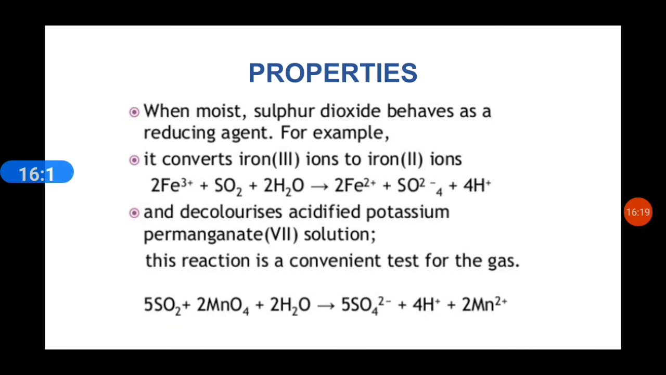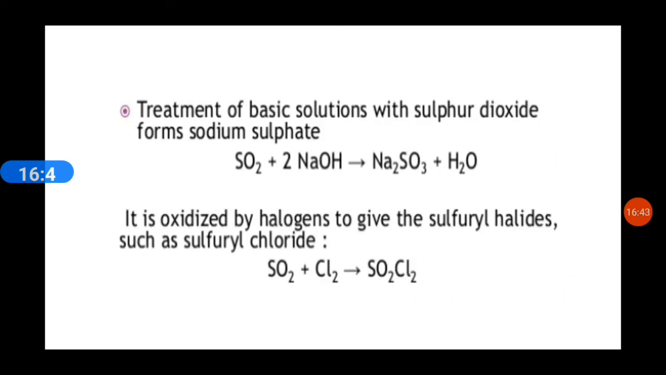Properties. When moist, sulfur dioxide behaves as a reducing agent. It converts iron 3 ions to iron 2 ions and decolorizes acidified potassium permanganate solution, which is an easy test for the gas. Treatment of basic solutions with sulfur dioxide forms sodium sulfate. It is oxidized by halogens to give the sulfuryl halides as shown.